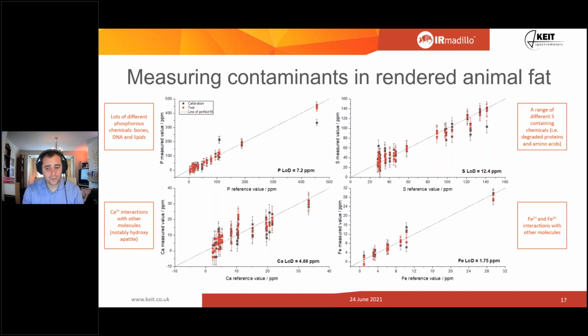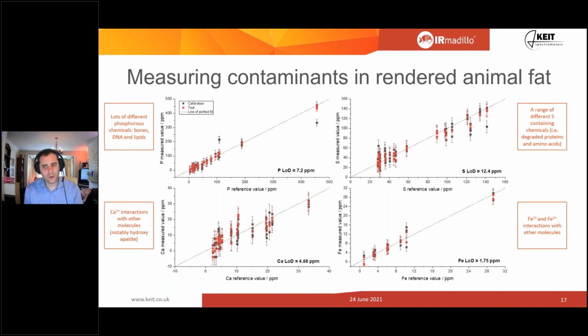And 1.75 ppm. So those numbers mean that is the number at which we tell you it's definitely there. So with phosphorus, if it was 8 ppm, I would tell you there is definitely phosphorus there. If it was 6, I would have to tell you it's below LOD. I don't know. It might be, it might not be.